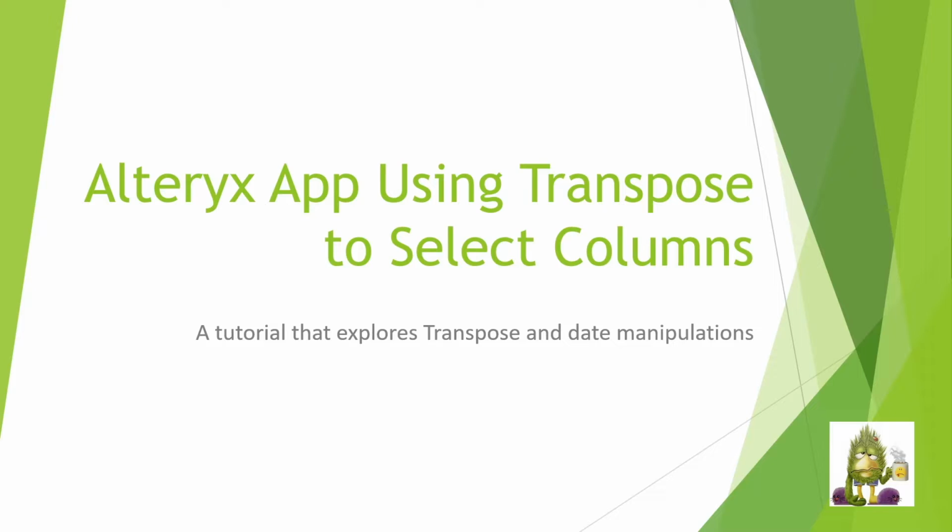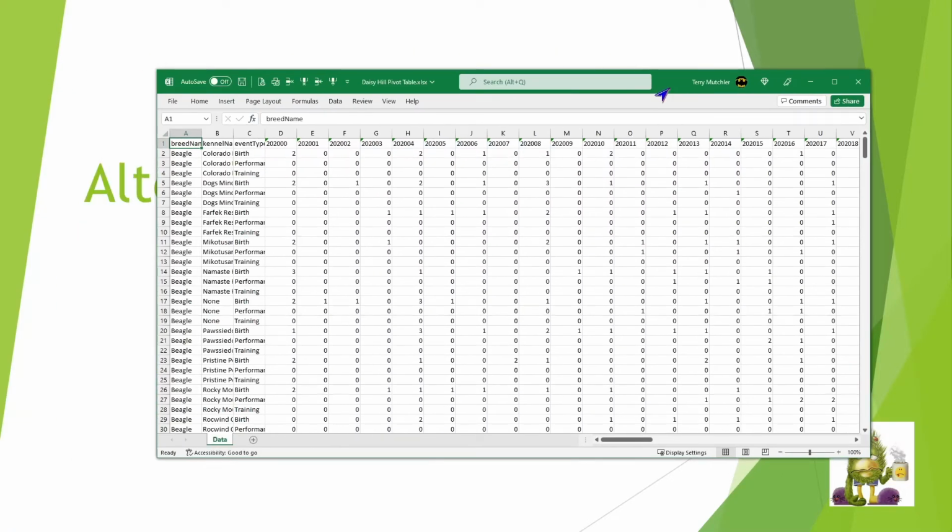I'm going to explore how I went about solving one of the business analysts' requests here at Daisy Hill to select specific columns out of the pivot table that we generated in an earlier video. If you followed along in that video when it was recorded, you saw that we took the birth, performance, and training information and pivoted that into weeks so that it can be reported.